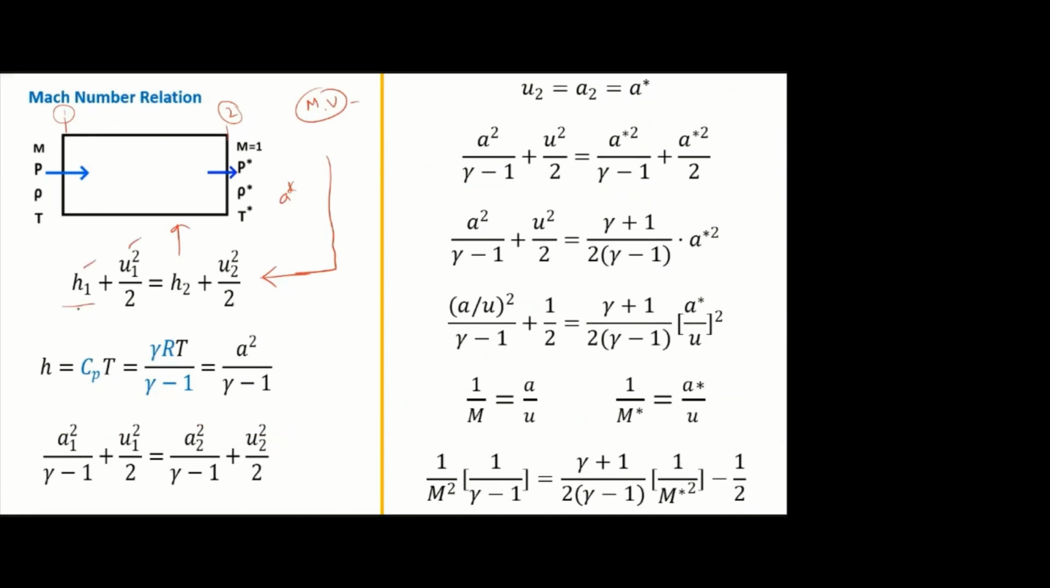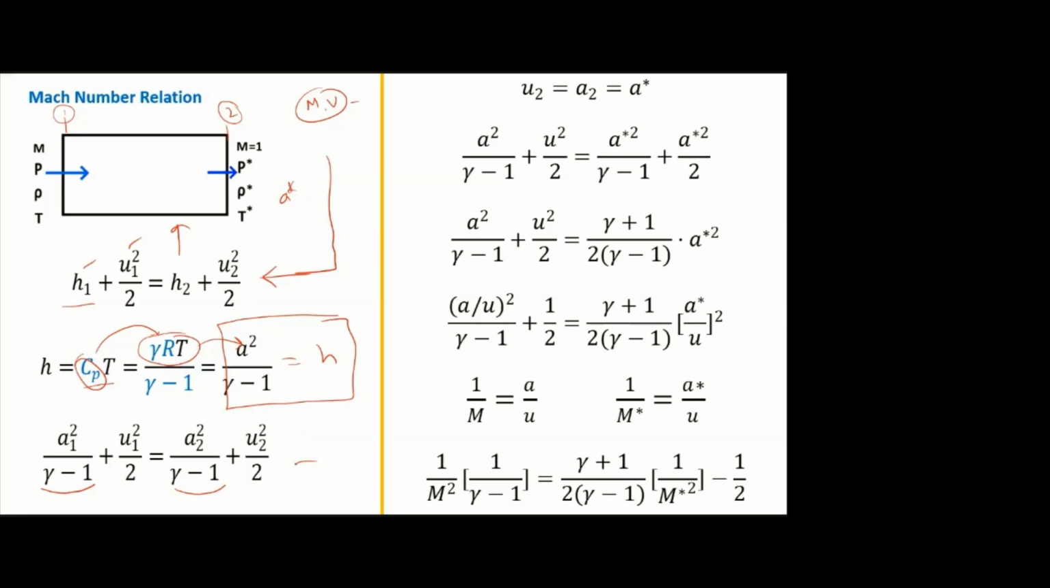So first I'm converting this H. Instead of H, we can write CPT. And instead of CP, we can write gamma R divided by gamma minus 1. Then this gamma RT can be written as A square. So instead of H, I can write A square divided by gamma minus 1. That only I substituted here: instead of H1, A1 square by gamma minus 1, and instead of H2, A2 square by gamma minus 1. This is the first equation.